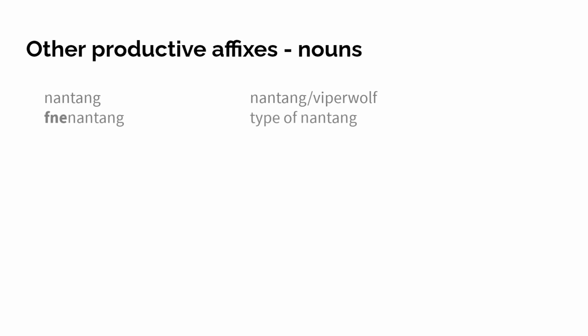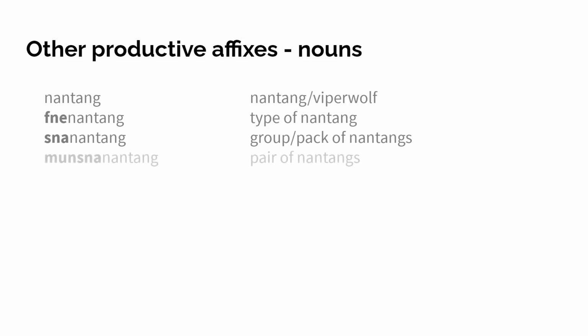So first we have one that means a type of something, fne. So fne nantang would then be a type of nantang. Sna nantang would be a group or pack of nantangs. Sna only can be used with living things, but not with people. So you can say sna nantang for a pack of nantangs. You can say sna jerig for a herd of jerig. You can say sna utral for a group of trees, but you cannot use it with other things, only with living things. Then we have munsna nantang, which is a pair of nantang.